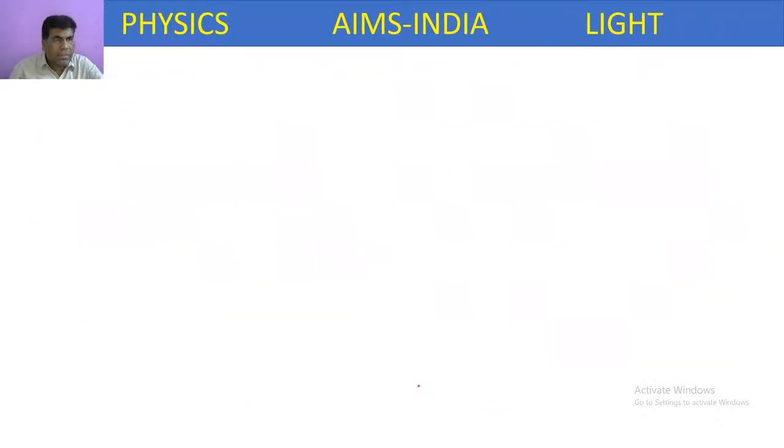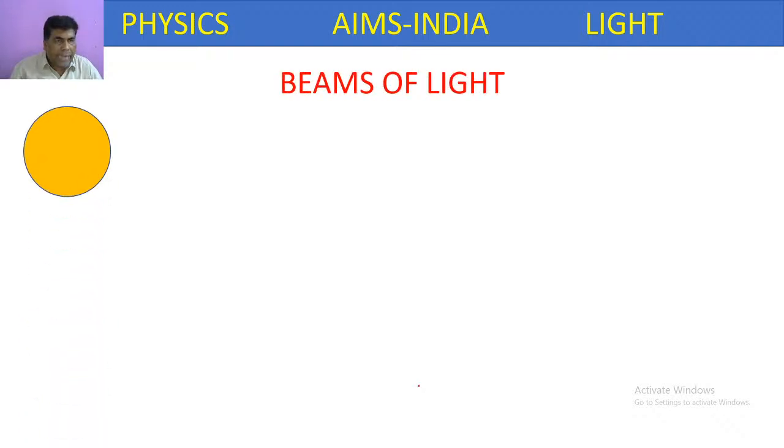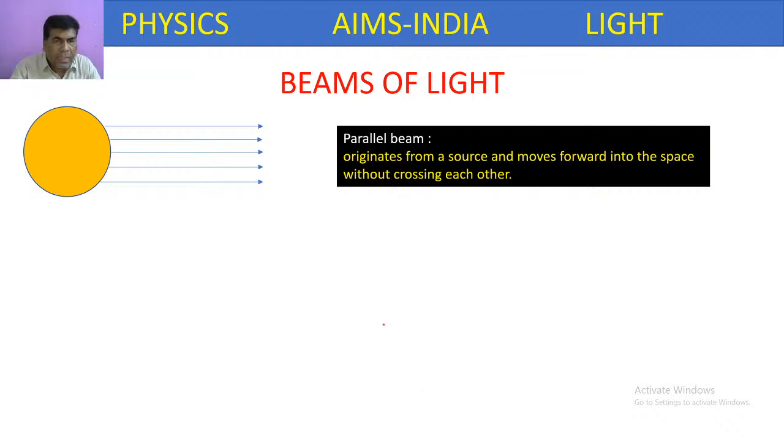So let's repeat the types of beams of light once again. Mainly we have three types. From the light source, if all the rays are moving parallel to each other, then it is called a parallel beam. It originates, starts from a source. What is the source here? The source may be the sun, a candle, a tube light, or a spotlight. It originates from a source and moves forward into space without crossing each other. If you observe all these parallel lines, they are not crossing each other. They are parallel. If you extend them, they never meet at any point. That kind of beam is called a parallel beam.